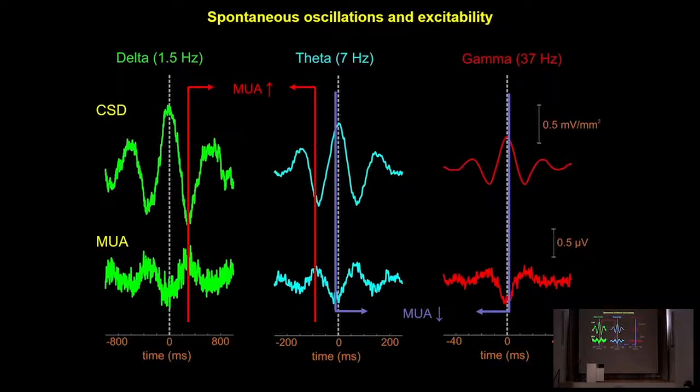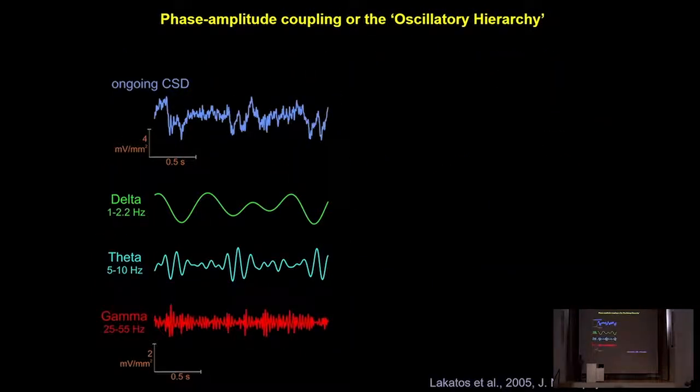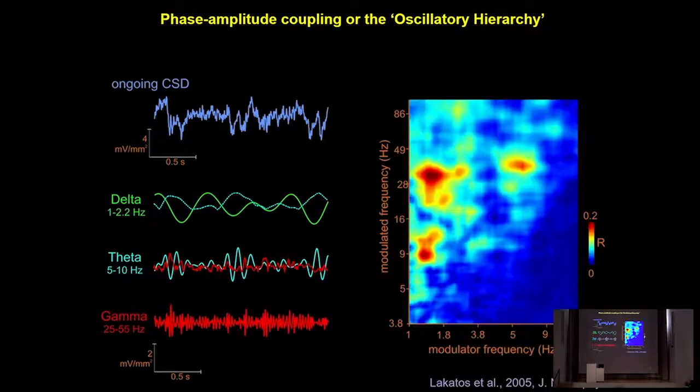Now, as David already alluded to, there is an intricate relationship between these different frequency oscillations. If I overlay the amplitude envelope of the high-frequency oscillations on the oscillations themselves, and then move it up to the lower frequency oscillations, you can see whenever delta is in its high excitability phase, theta amplitude is up. The same is true for the theta-gamma relationship. So the phase of the lower frequency oscillations modulates the amplitude of the higher frequency oscillatory activity.